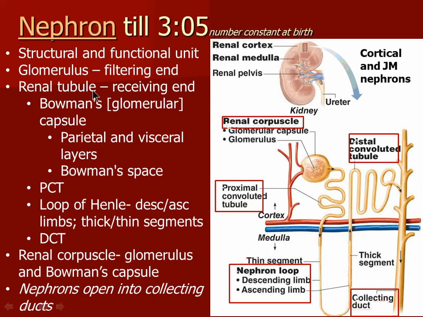The renal tubule in turn is broken up into four main parts. The first is known as the glomerular capsule, also known as the Bowman's capsule.